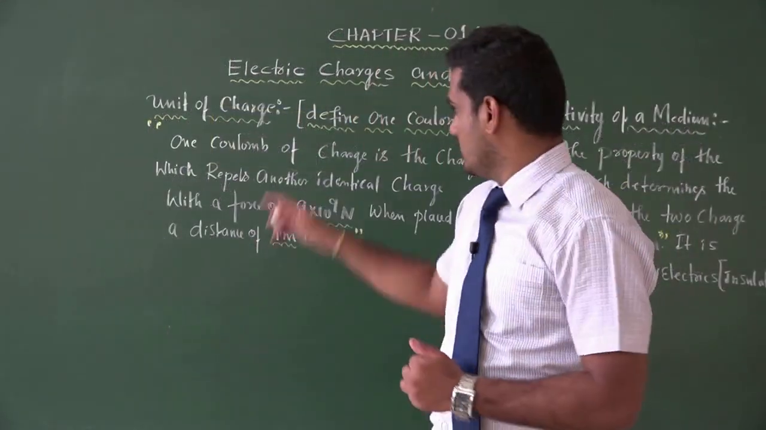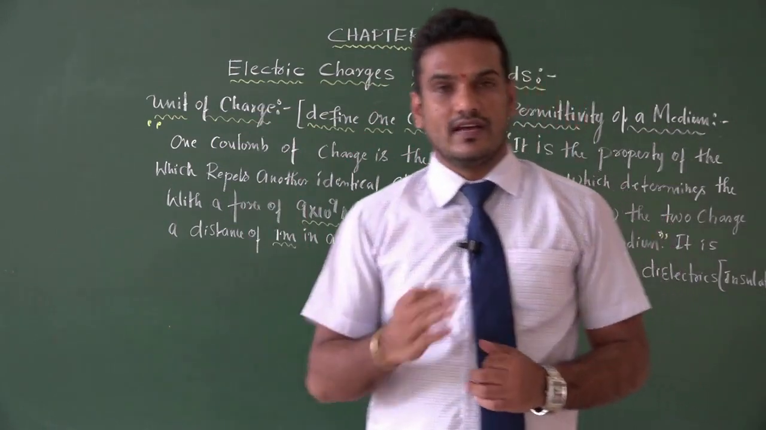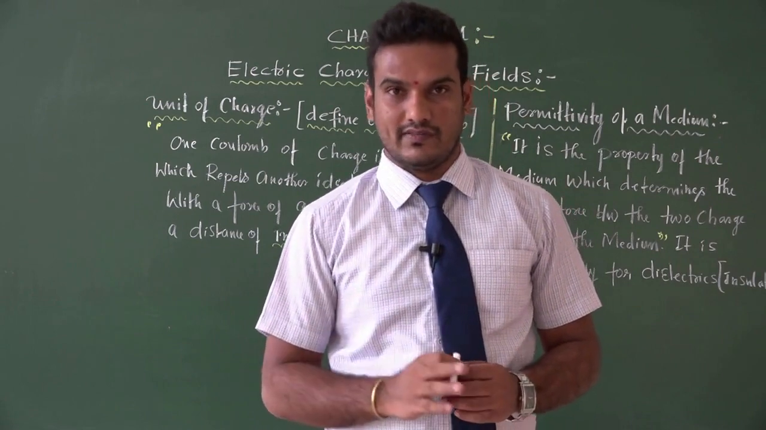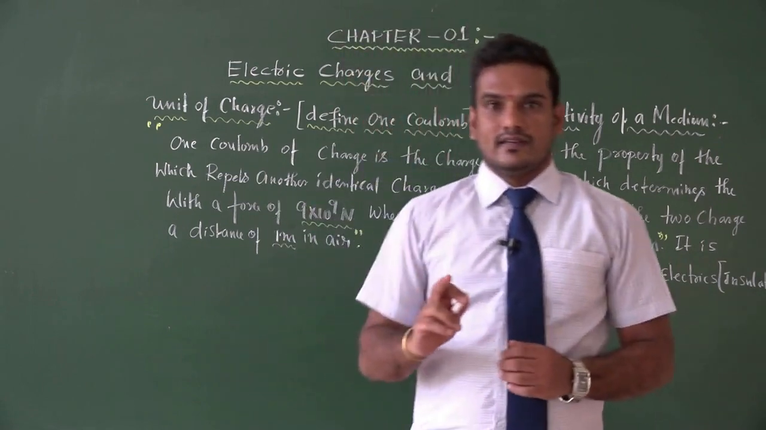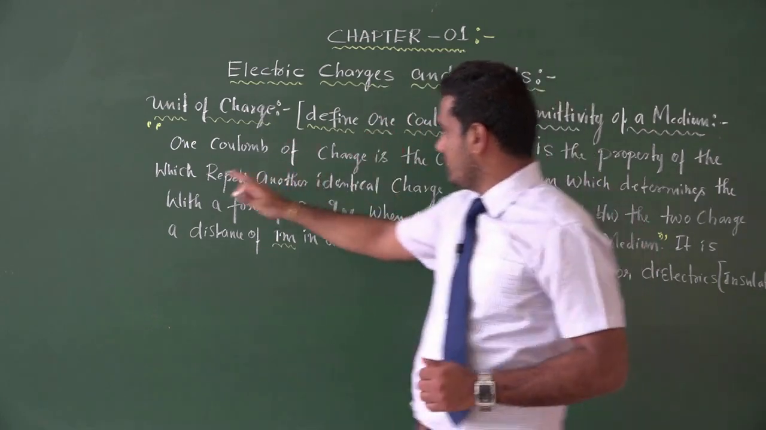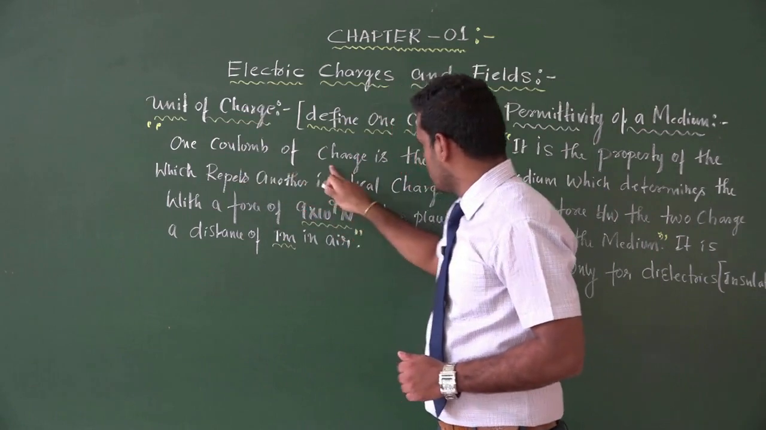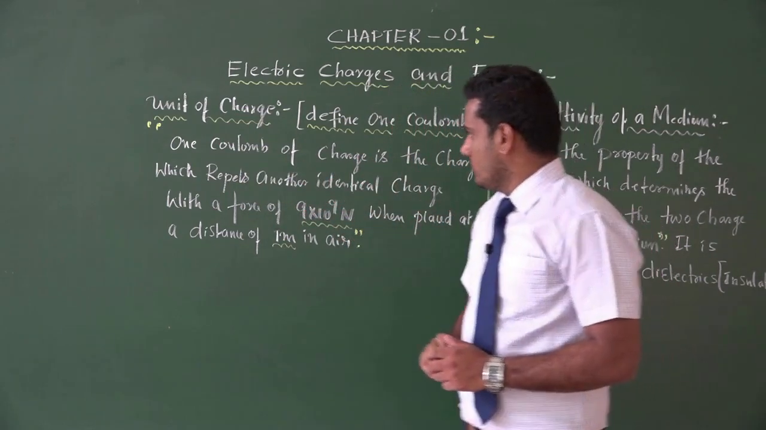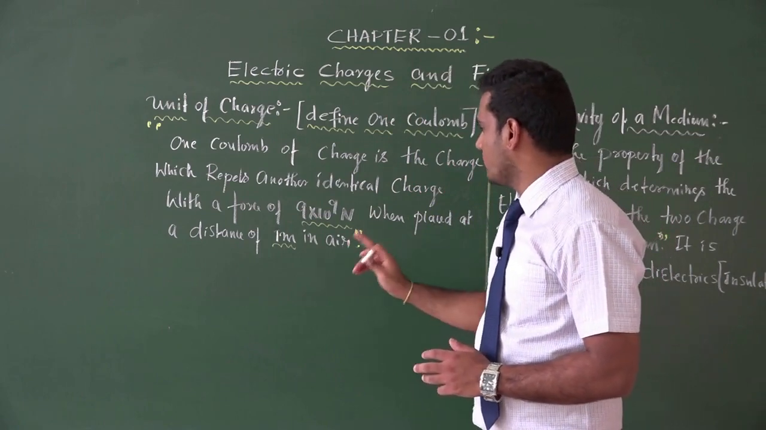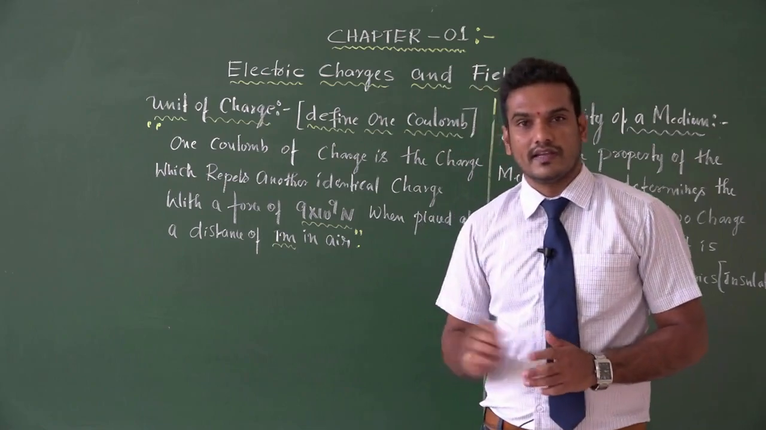The next concept is unit of charge, or define one coulomb. In examination they will ask, mention the SI unit of charge. At that time you are supposed to write coulomb, that is enough, they will give 1 mark. But sometimes they will ask the question, define one coulomb or define unit of charge. You have to define like this: 1 coulomb of charge is the charge which repels another identical charge with a force of 9 into 10 power 9 Newton when placed at a distance of 1 meter in air.